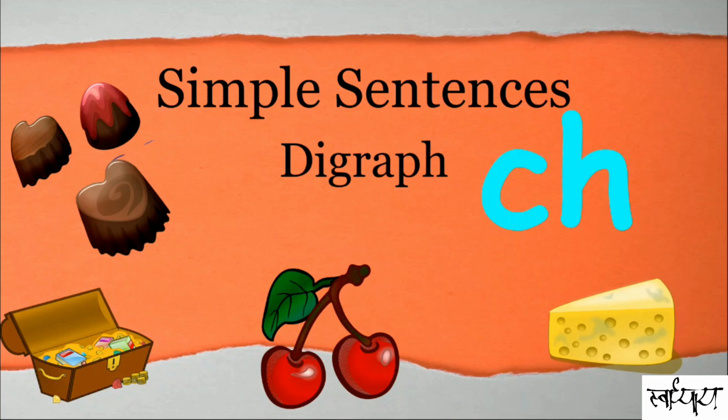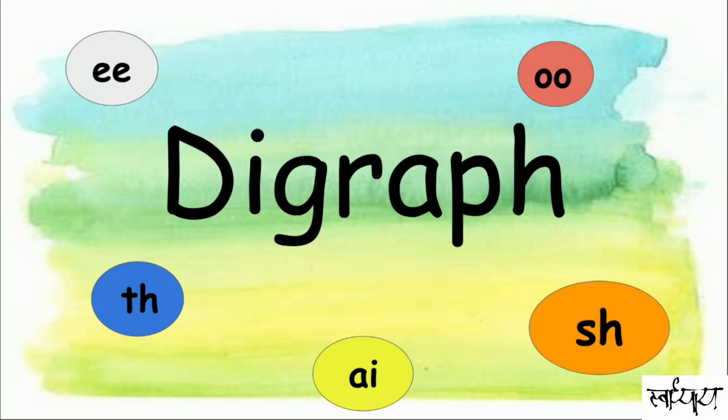In this series of digraph videos, we have learned the digraphs EE and SH. Here I come with another digraph CH. Before we move on, let's understand what's a digraph. A digraph is a combination of two letters making one sound.